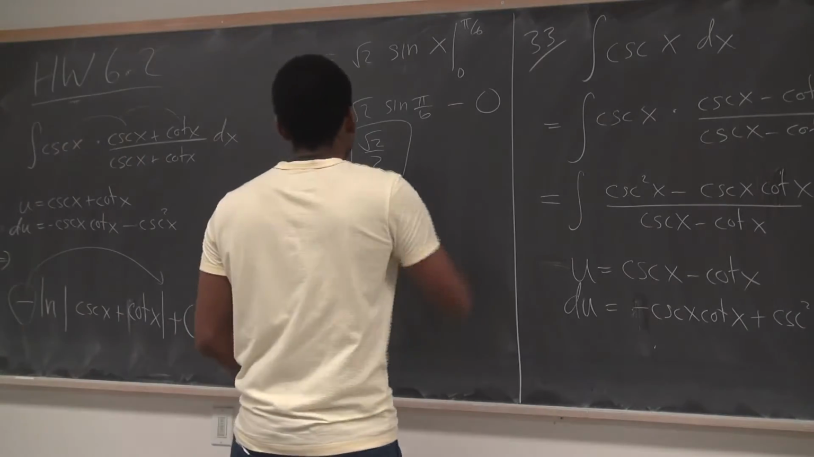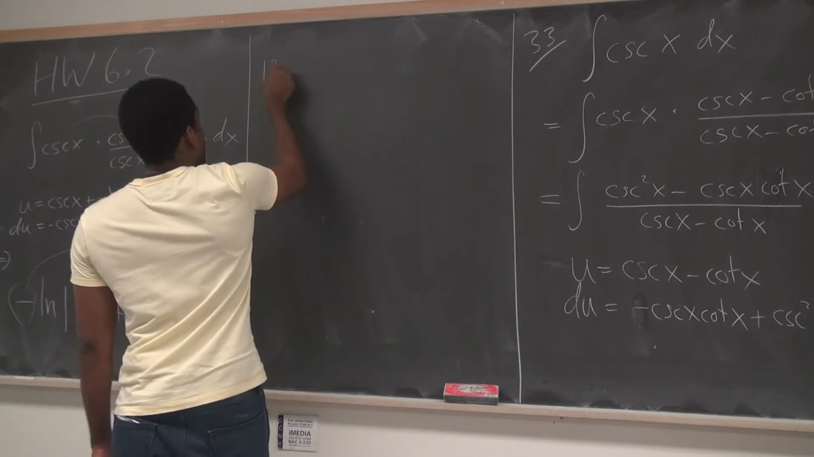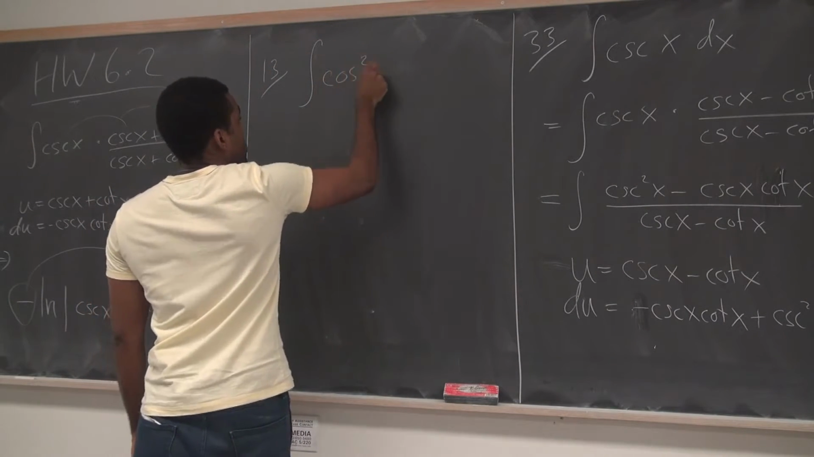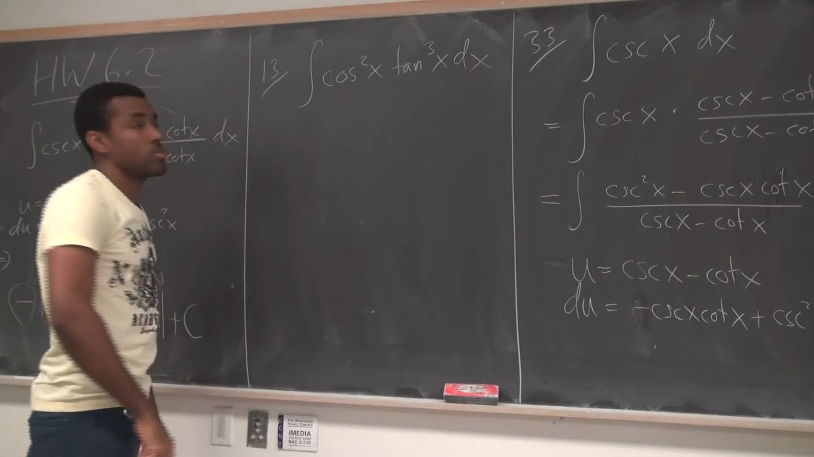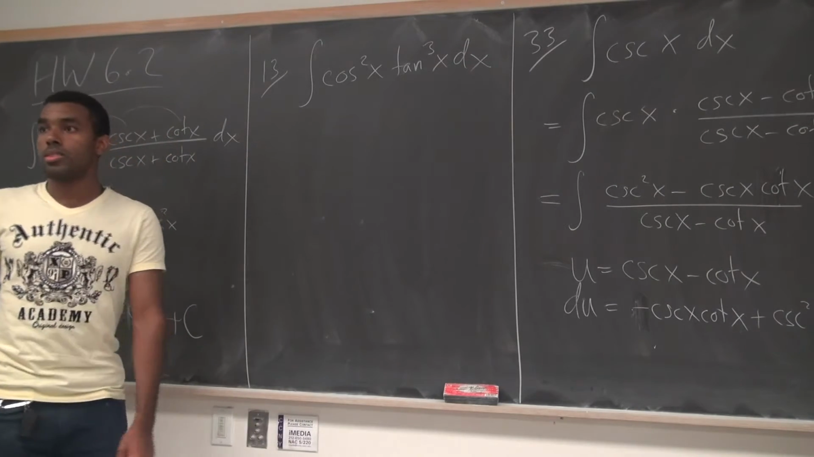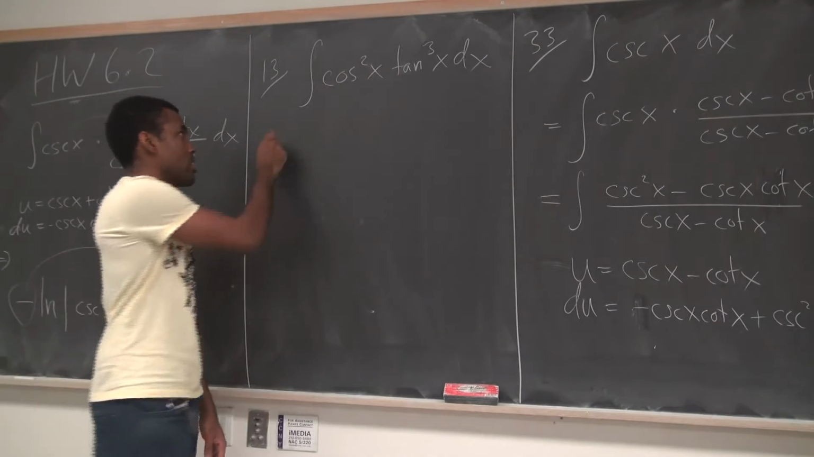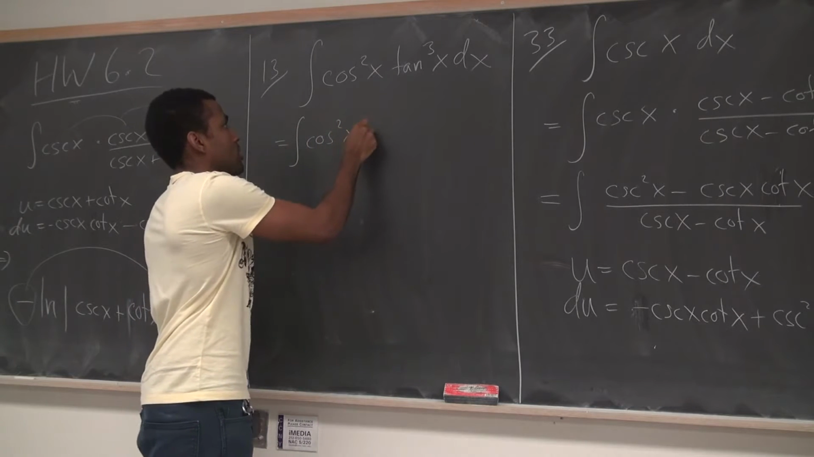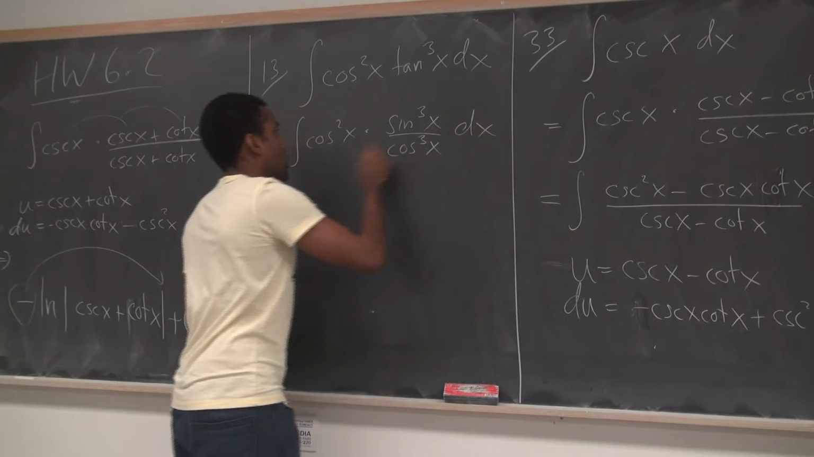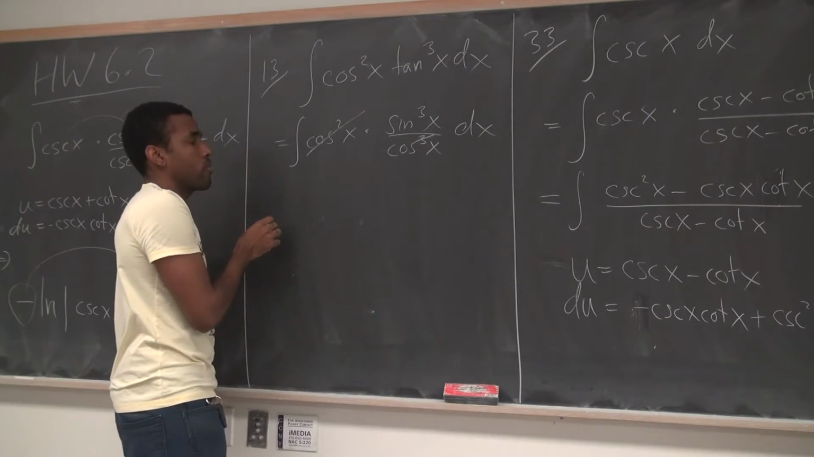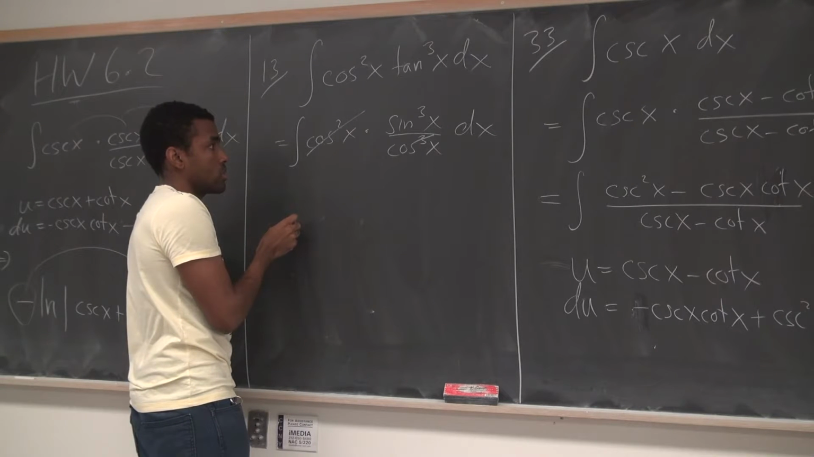Other questions? 13. The integral of cosine squared x, tan cubed x, dx. So you have cosine squared x and then tangent cubed x, which is sine cubed over cosine cubed. That one's actually not so bad. You just split it down. That cancels with one of those cosines, and then you have sine squared times sine x over cosine. Pretty much take u as cosine, and just solve that.